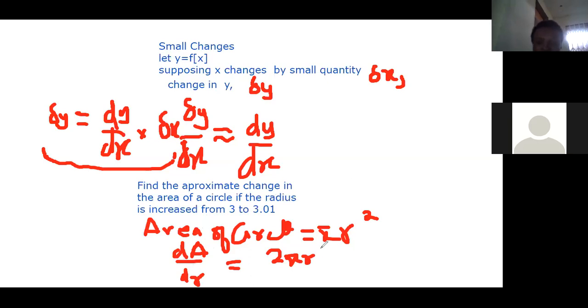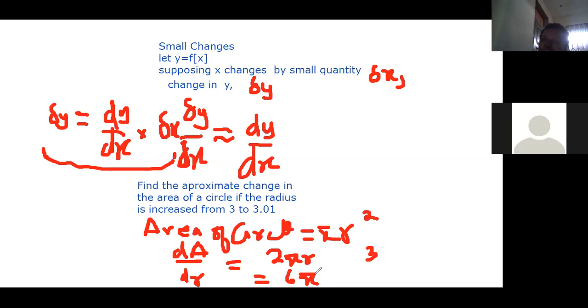So now they are saying that the radius is 3, the initial radius of the circle, so I can substitute 3 here. So this will give me 6 pi. So now when r is 3, I'm going to get dA over dr to be 6 pi.